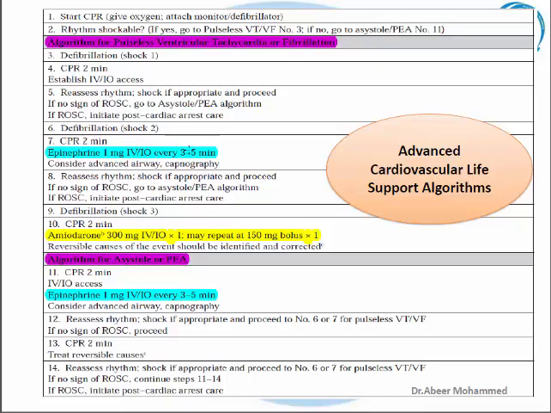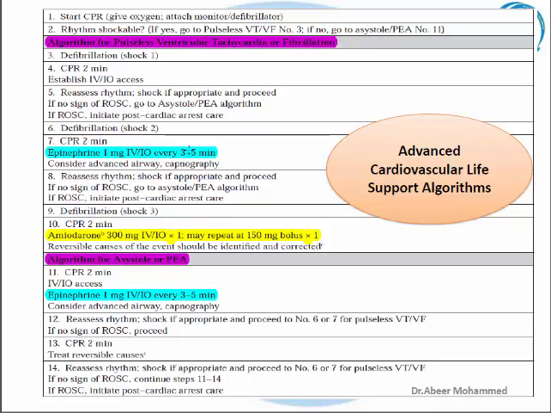أو صدر ventricular tachyarrhythmias patient والتنفس عن طريق الفم. After that I should establish IV or intra-osseous access. After CPR 2 we should reassess the rhythm, shock if appropriate and proceed.